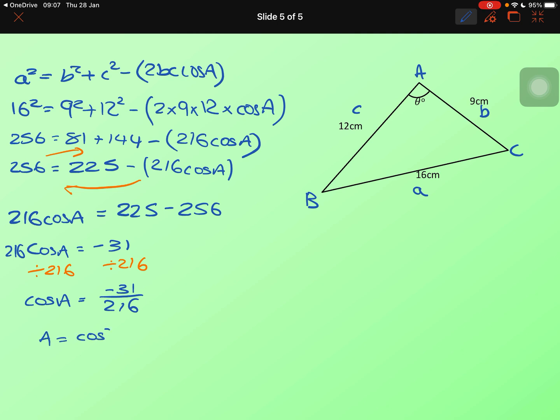Inverse cos both sides. Cos to the minus 1 of minus 31 over 216 gives us an angle of 98.25 degrees. So we'll have a bit of an obtuse angle. Okay, it does not matter if this comes out as a negative. What it certainly shouldn't do is come out as anything above 1. So you should never ever have a top heavy fraction here. Okay, but negative is not an issue.